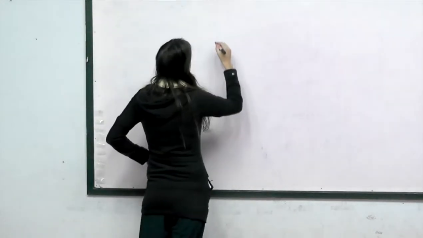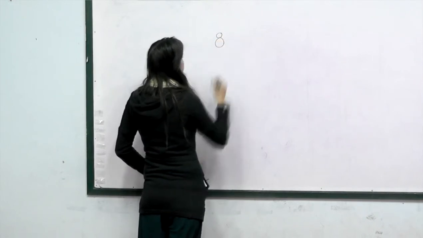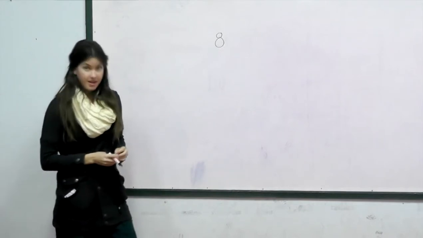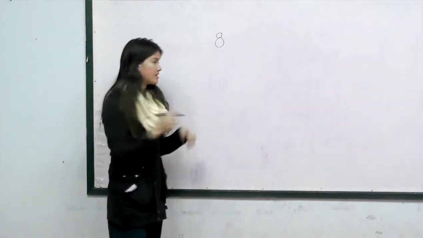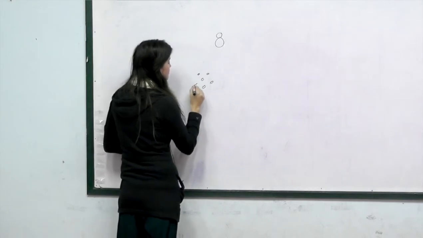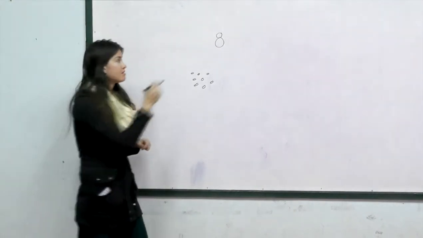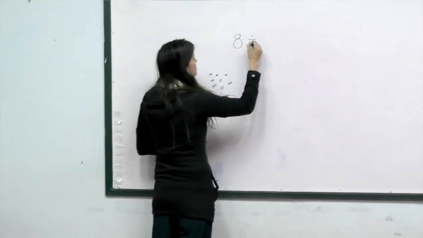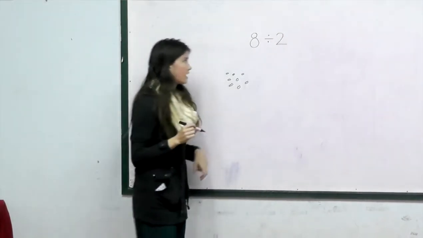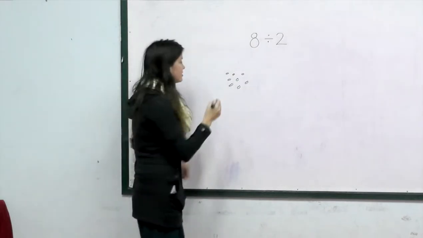So we're going to start out first if we have 8 beans. 8 beans. And we're going to divide. So I have 8 beans. I want to divide those beans into groups of 2. Okay? So I have 8 beans. I'm going to divide them into groups of 2.